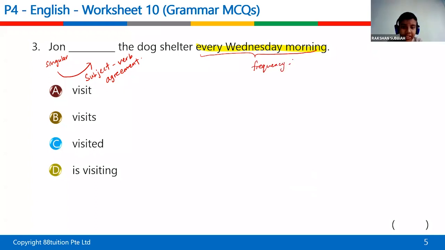And also, it also happens in the past, present, and future. Yes, basically. Every Wednesday means it's repetitive, right? So the frequency is every week. So therefore, it should still be present tense. Visits, okay? Ongoing visits.